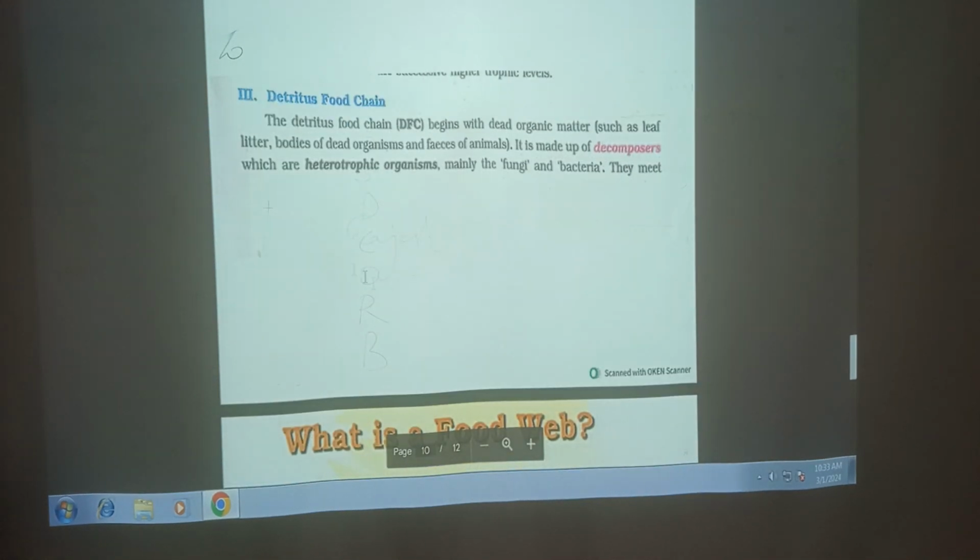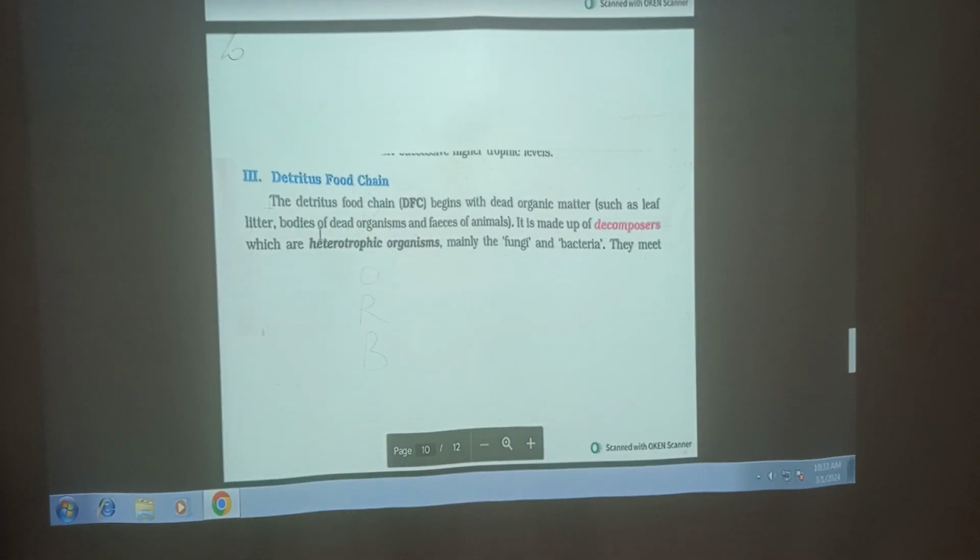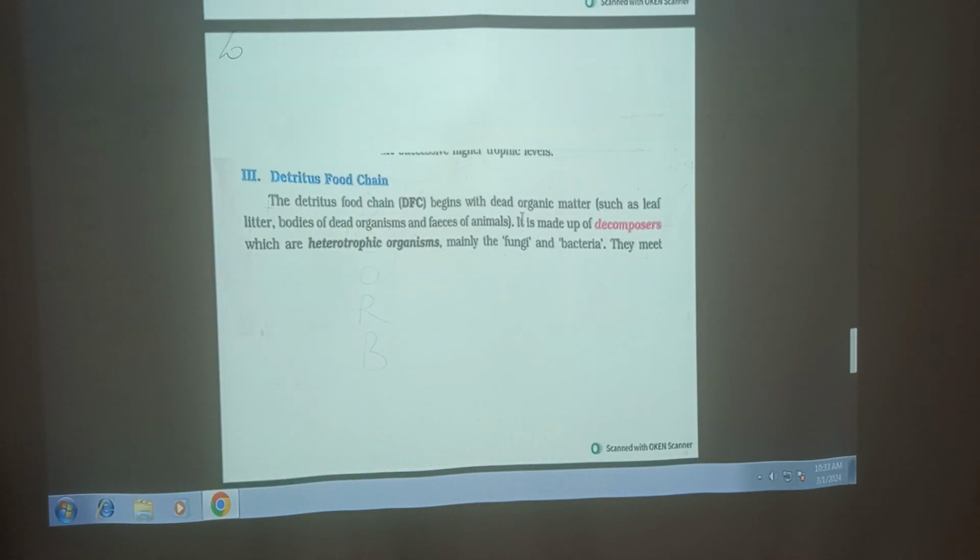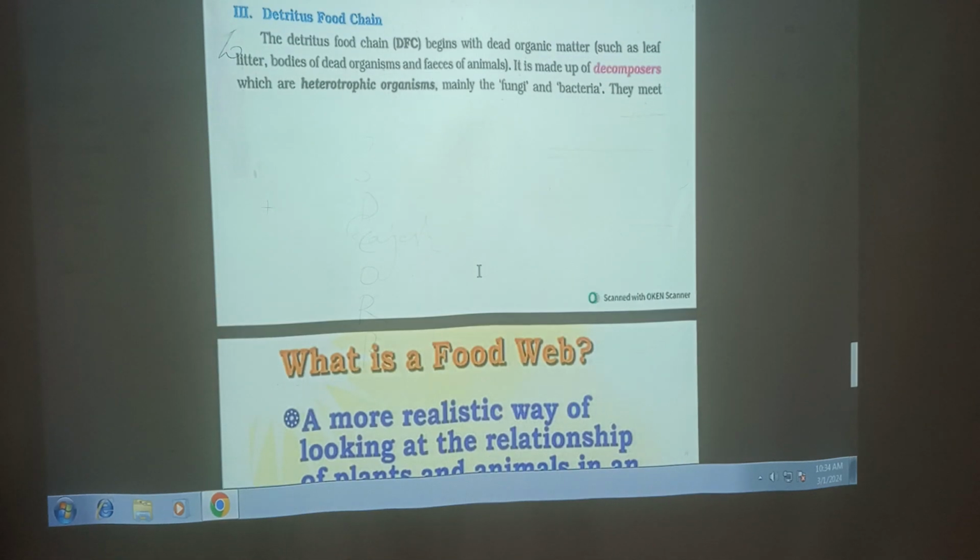And the final one is the detritus food chain. The detritus food chain begins with dead organic matter such as leaf litter, bodies of dead organisms and feces of animals. It is made up of decomposers, which are heterotrophic organisms, mainly fungi and bacteria. They feed on different types of detritus. For example, detritus, then earthworms, next frog, next a snake. This is an example of a detritus food chain.